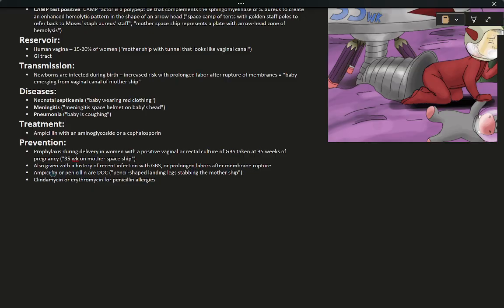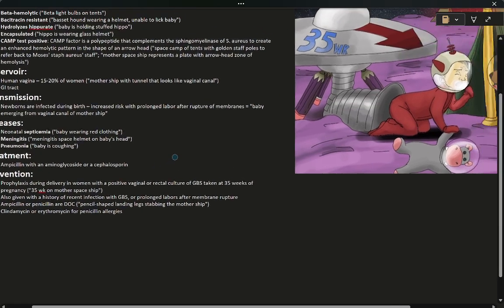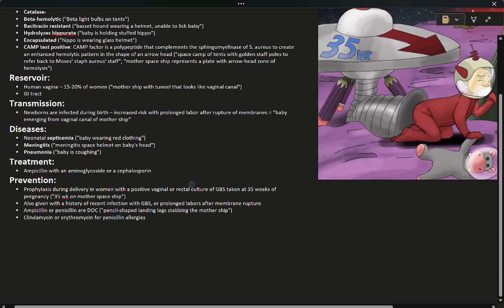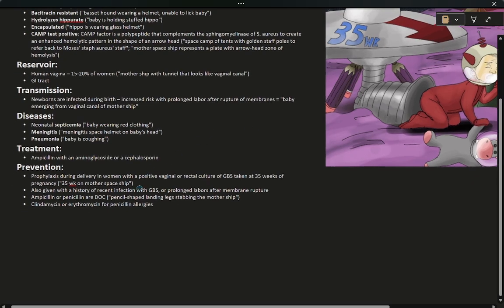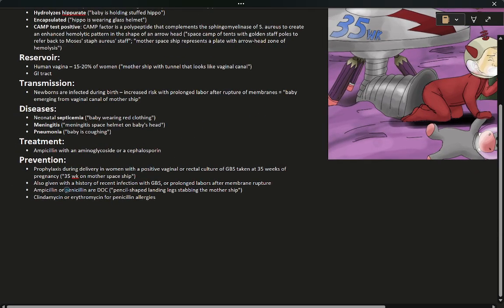And for this, ampicillin or penicillin can be drugs of choice. So you can remember this by thinking about the pencil-shaped landing legs that are stabbing the mother's ship. And then if the patient happens to be allergic to penicillin or ampicillin, then consider the use of clindamycin or erythromycin for penicillin allergies. And just for your future reference, erythromycin is a form of a macrolide.